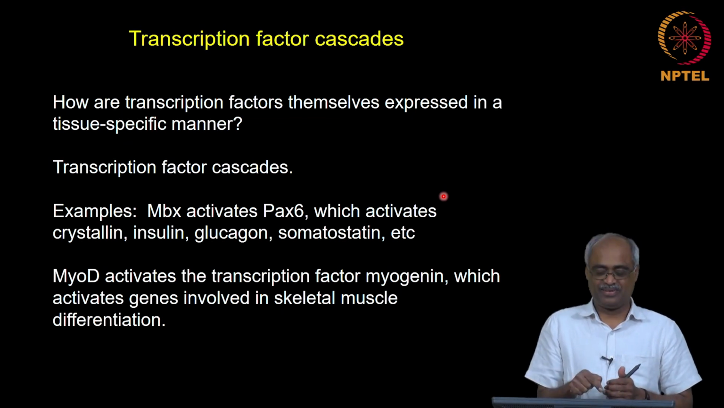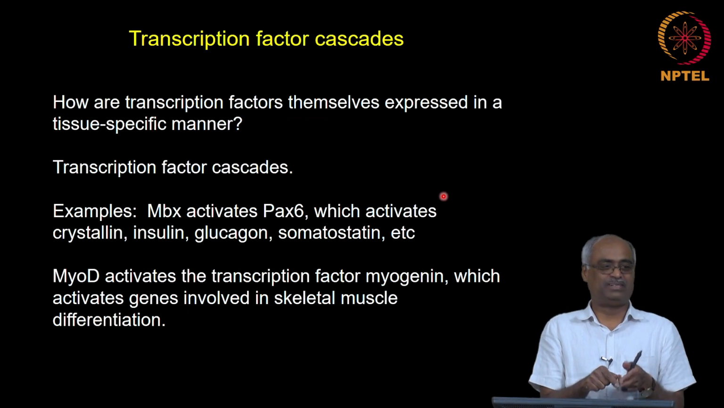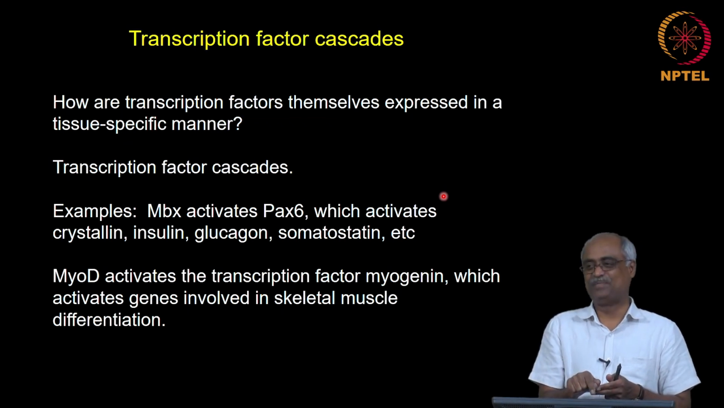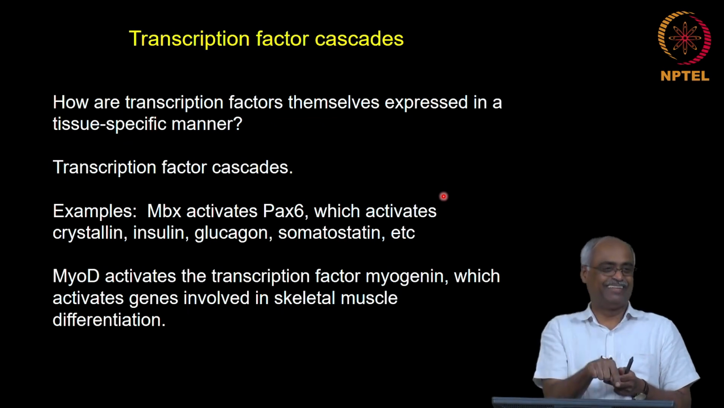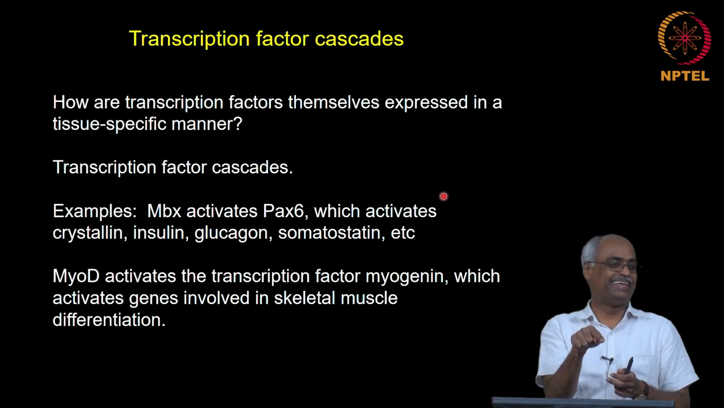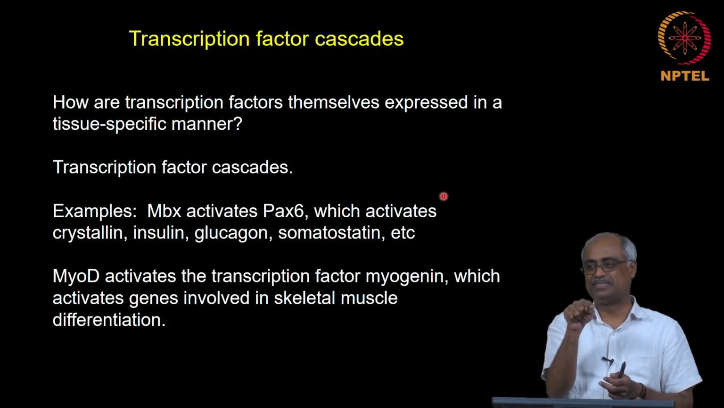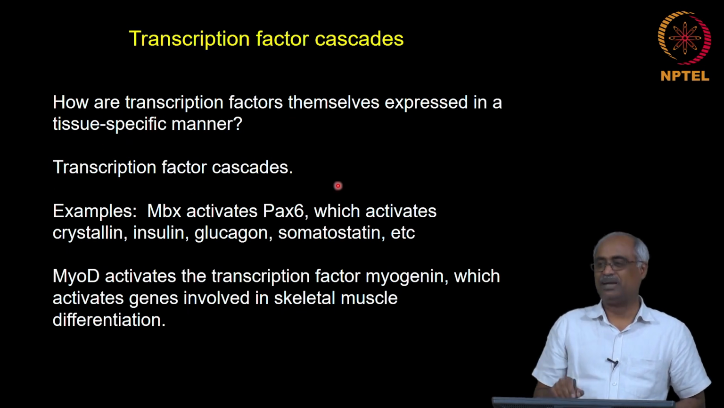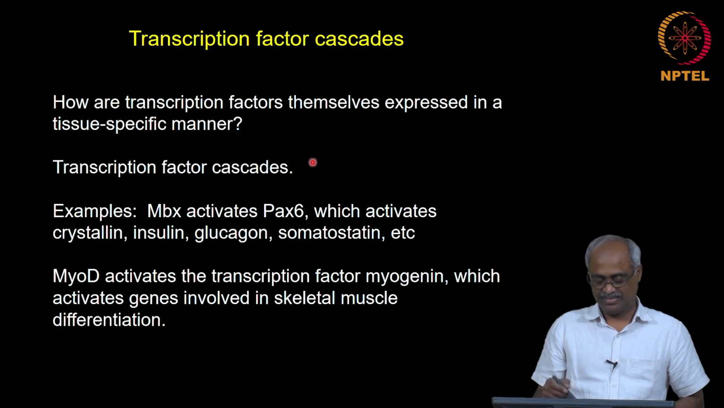So, similarly, why is this transcription factor expressed in endocrine cells? Because another transcription factor activated it. Why is that active only in the pancreatic lineage? It is because another one activated it in the endoderm lineage. So, that leads us to what is called transcription factor cascades. They work in cascades.